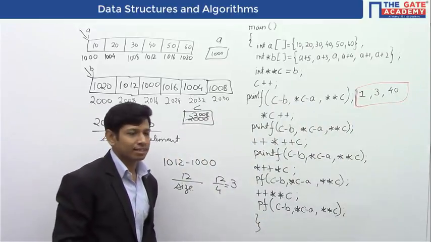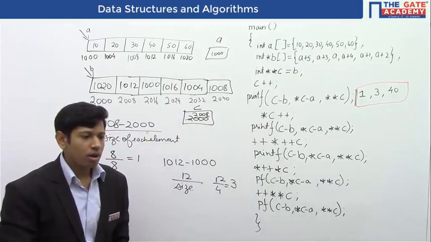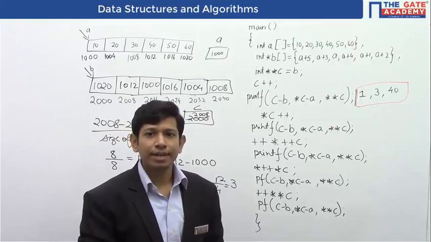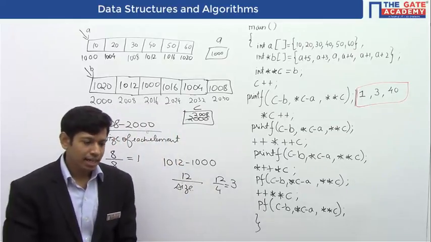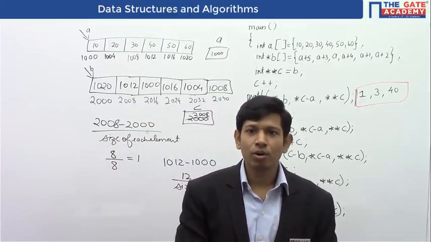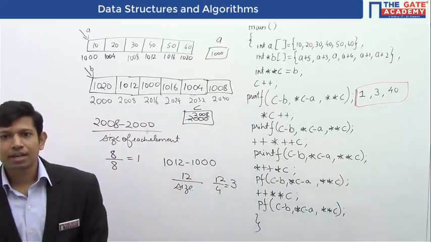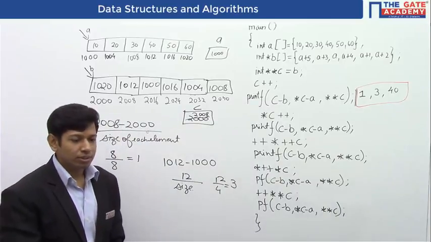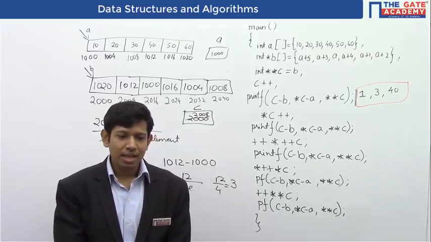Let's see the next command. Next we have star C++. Now one very important point that we need to remember about operators in C language is that whenever there are two operators operating on one variable, or whenever some operators come together, we have to see the associativity and precedence.